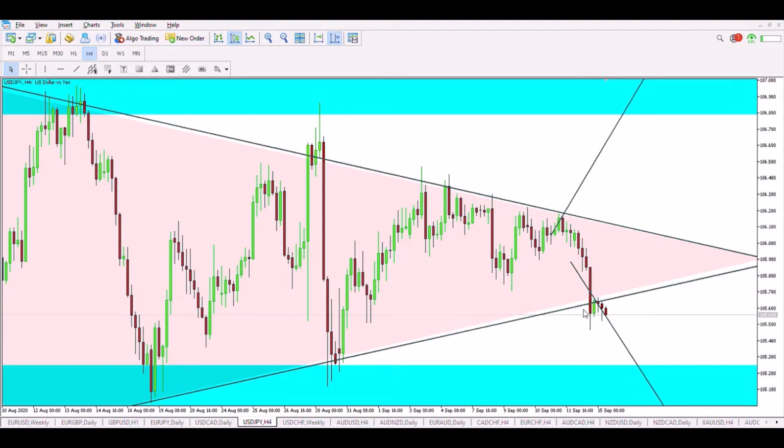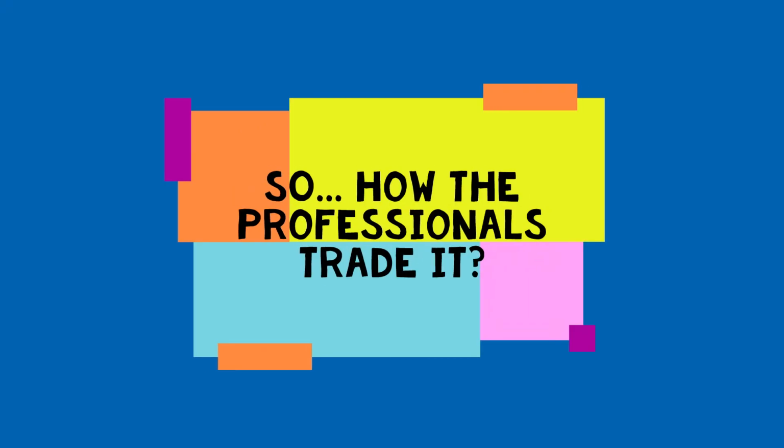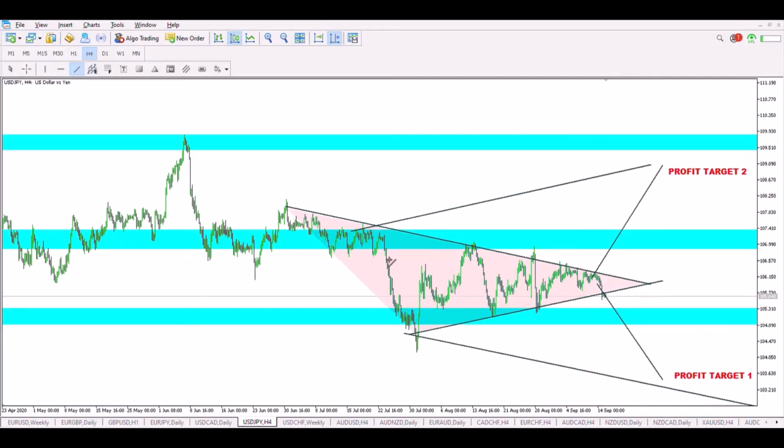But when we break the line, we have a chance for the price to go back and retest the same line again, and from there to go strongly down. How much? They take the height of the beginning of the triangle, and they just apply it after the breakout. Okay, like this. So you take profit somewhere here at the end of this whole height.